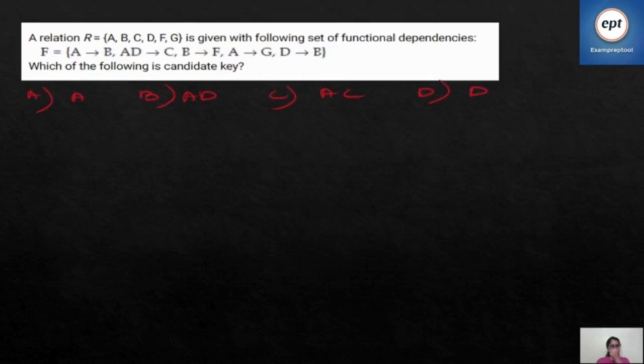Okay. So a relation R is given with attributes A, B, C, D, E, F, G. So these are the attributes we have been given. And the functional dependencies are given, and we have to calculate the candidate key.